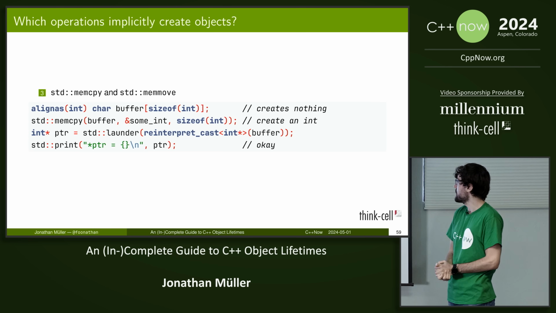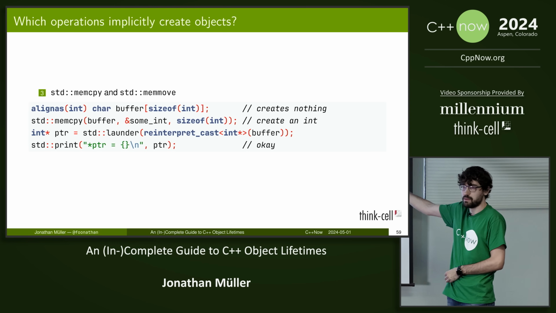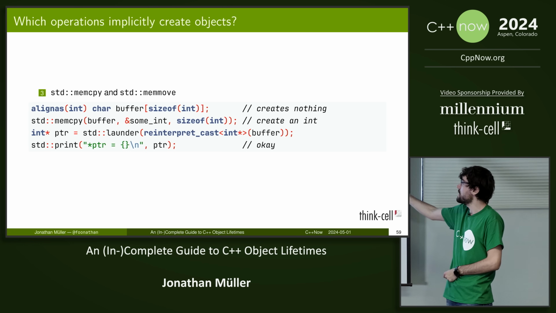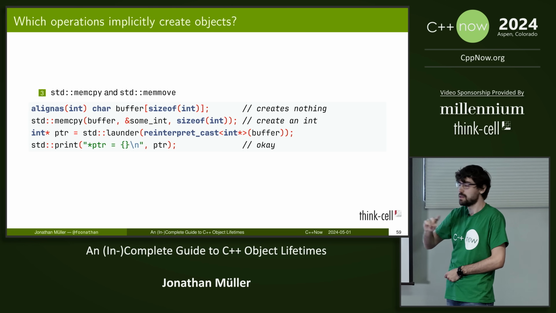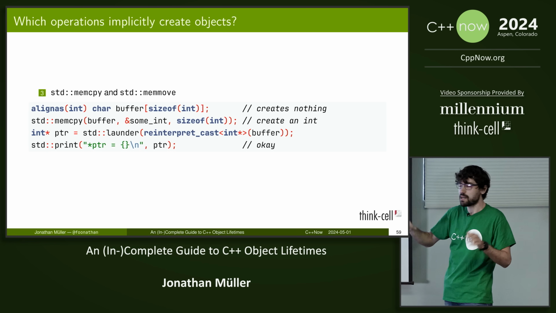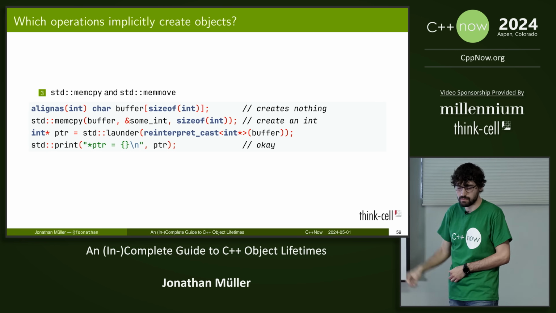memcpy and memmove implicitly create an object. So this is a char buffer. Char is not unsigned char or std::byte, so this creates nothing. However, when we memcpy an int in there, we create an int, because memcpy implicitly creates objects, and then again the launder, because of the bug in the standard, then we can use it and then it's fine.